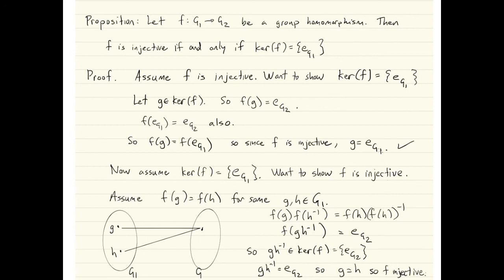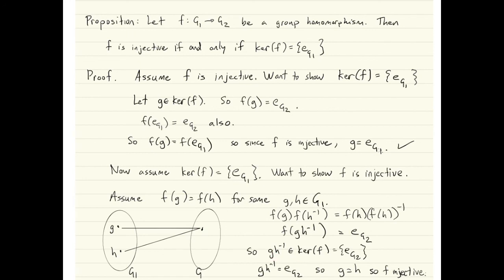Okay, so what I did was take this equation and multiply on the left by f of h inverse. Now, the theorem we just saw says that f of h inverse is the same as f of h quantity inverse. Okay, so since f is a homomorphism, the left-hand side turns into f of g h inverse, and the right-hand side, these two cancel each other out, if you will, and we're left with the identity element of G2. And so f of g h inverse is the identity element, and so that means that g h inverse is in the kernel of f.